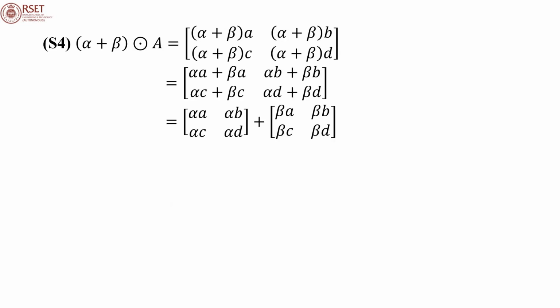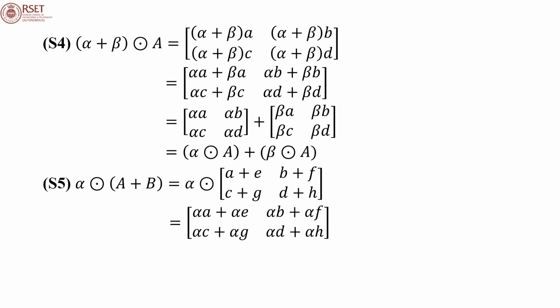Similarly, we can prove S4 and S5. It can easily be proved that both the distributive properties hold. So therefore, M2 by 2 is a vector space under regular matrix addition and scalar multiplication. Here also, since the set of scalars is not specified to us, we consider them as real numbers. So M2 by 2 is a vector space.